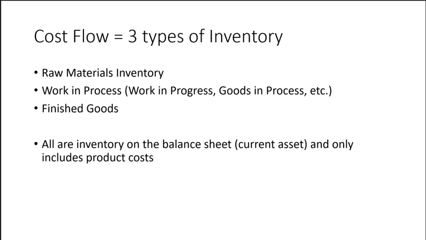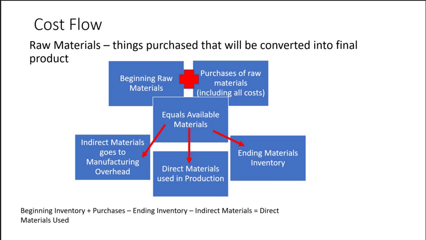So when you see a financial statement, balance sheet for a manufacturing company, they'll often refer to it, they won't say inventory, they'll say inventories, because they know that there's all three of these. Okay? These are all on the balance sheet, and they only include product costs, none of the period costs. They go directly to the income statements.